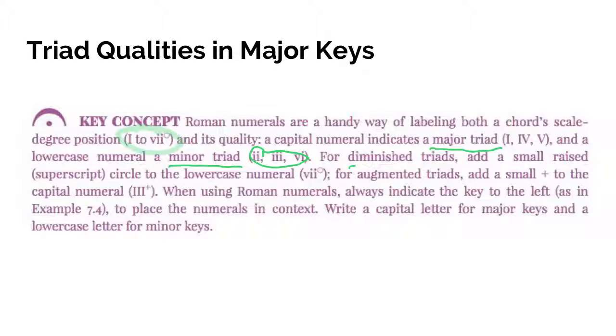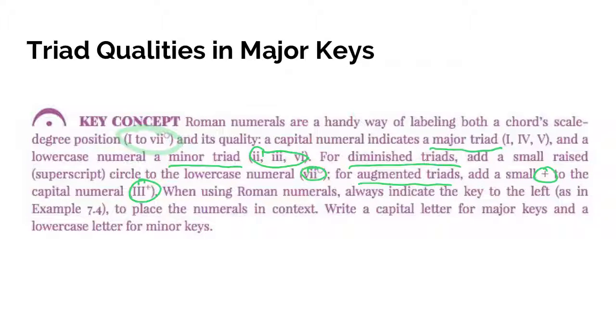For diminished triads, we add a small raised circle, a superscript circle, to the lowercase numeral. So 7 diminished right there. And then for augmented triads, we add a small plus, and you can see that here with the 3 augmented, it's a little plus. When using Roman numerals, always indicate the key to the left, as in example 7.4, to place the numerals in context.